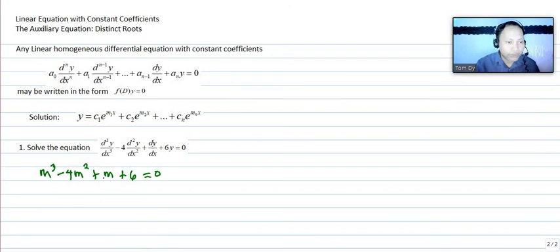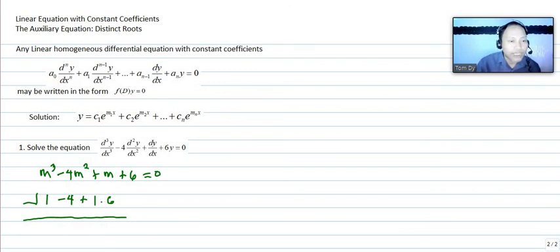Now, to find its distinct roots, we will make use of synthetic division. If we have here the coefficient of m cubed equals 1, we will write here our synthetic division. We have here 1, minus 4, 1, and 6. We will no longer write the positive sign. Then the factors of 6 are positive and negative 6 times positive and negative 1. Another factor of 6 is 2 and 3.